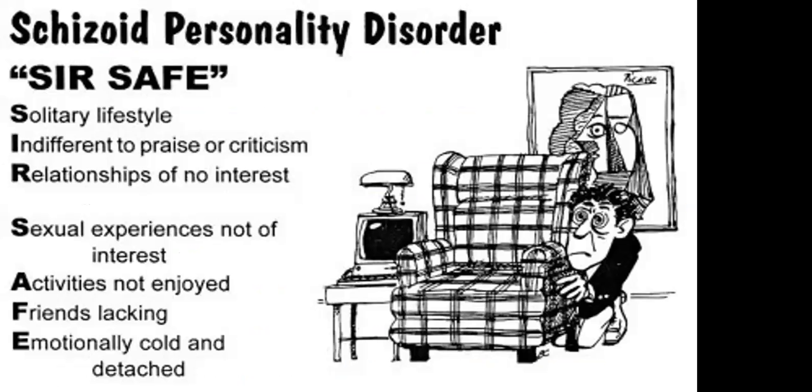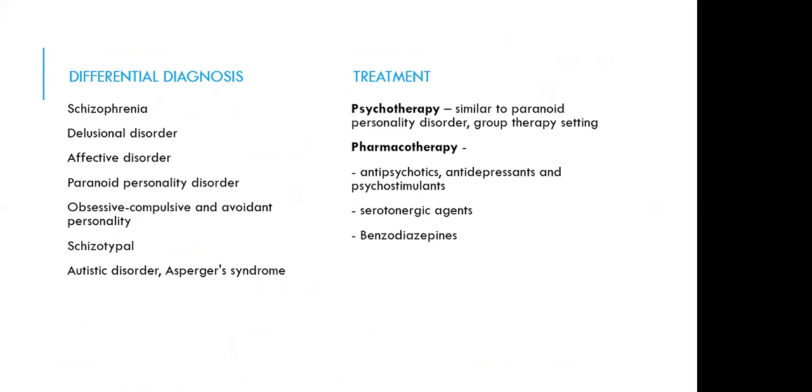For the differential diagnosis, first is schizophrenia, delusional disorder, and affective disorder with psychotic features, which are different from schizoid personality by the positive psychotic symptoms such as delusion and hallucination.